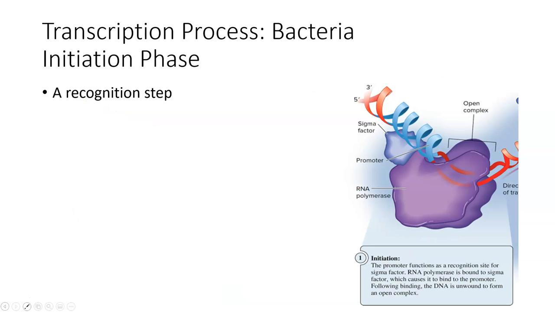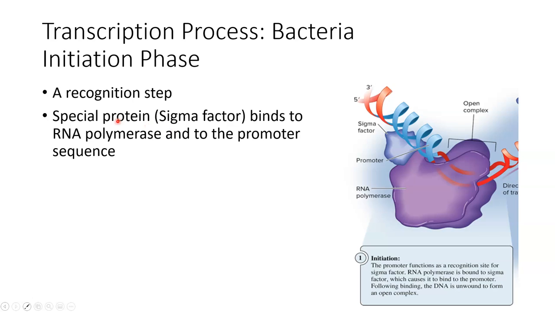The first step is called the initiation phase, the very first one. This is where we recognize where we're going to start this entire process. This includes a special protein called a sigma factor, which will first bind to the RNA polymerase and to the promoter sequence. So the sigma factor is right here. It's kind of the bridge between the promoter region on the DNA and the actual RNA polymerase.